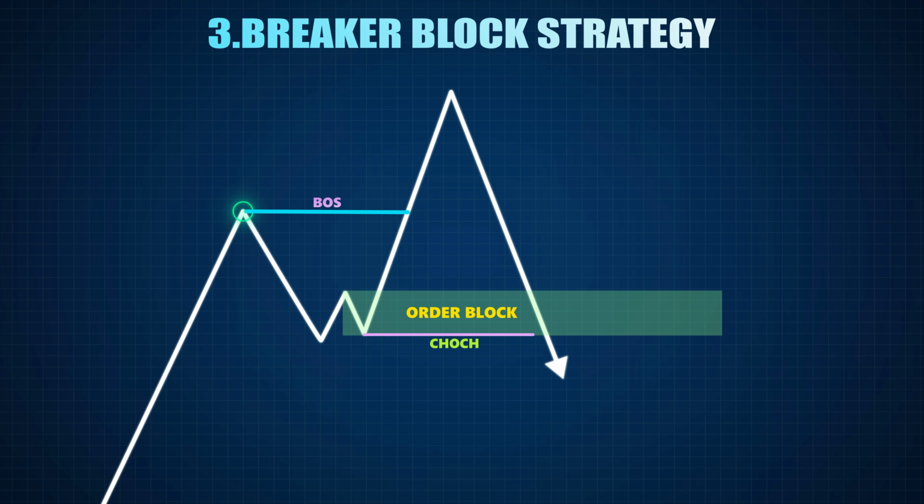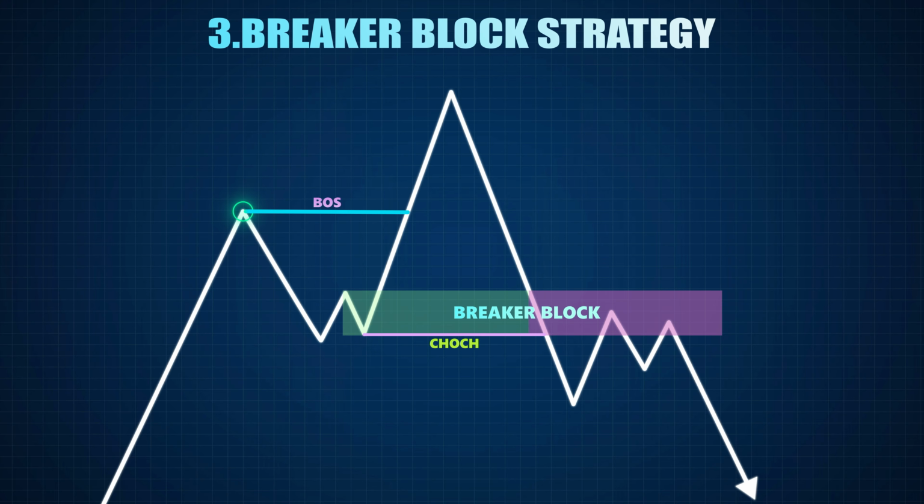This change signals something important, a change of character. It tells us that the momentum might be shifting from a rise to a drop. So, what comes next? The price starts to rise again, but this time, instead of the old order block helping as support, it turns into resistance. We call this a breaker block. It's like the market is saying, what used to be a buying zone is now a selling zone. Traders who don't notice this shift might think the market is still going up, and then they get caught when the price reverses. Now let's look at a real chart example.